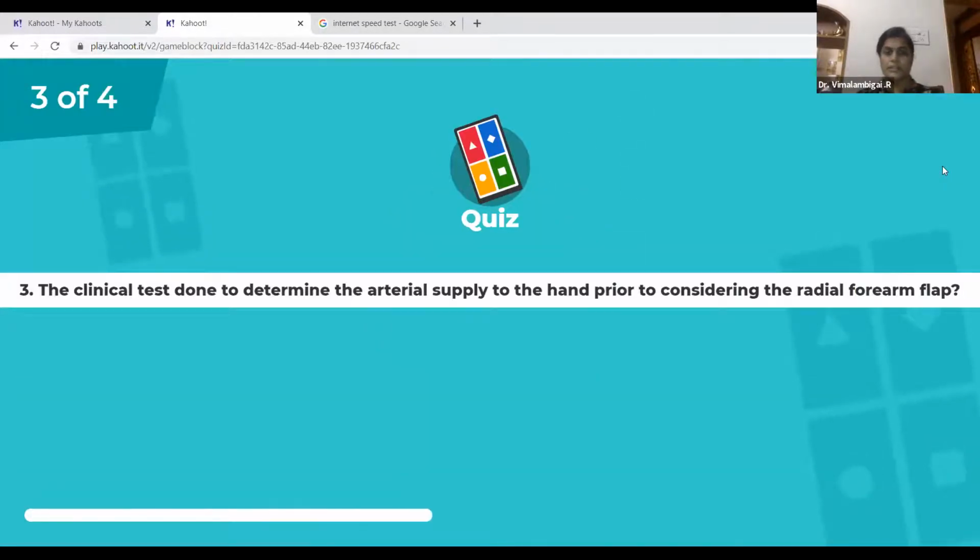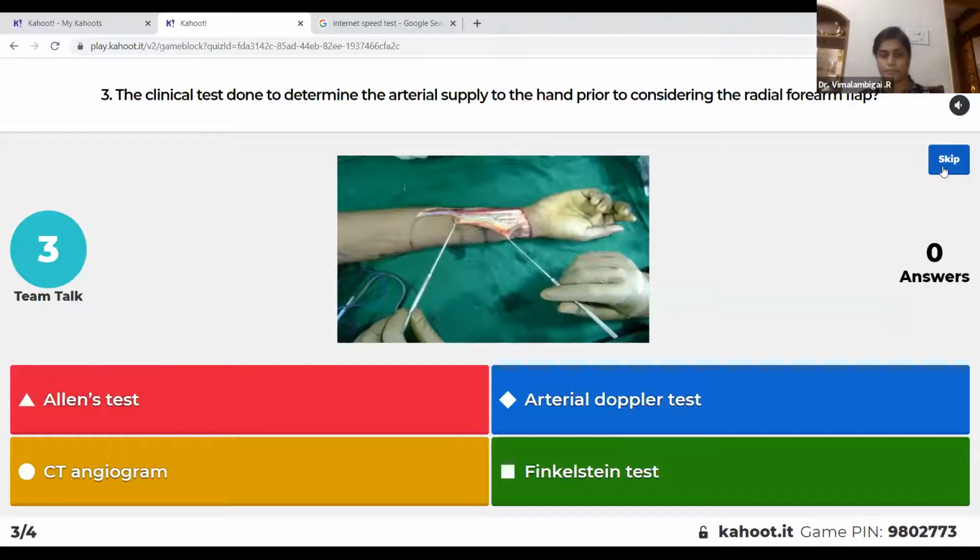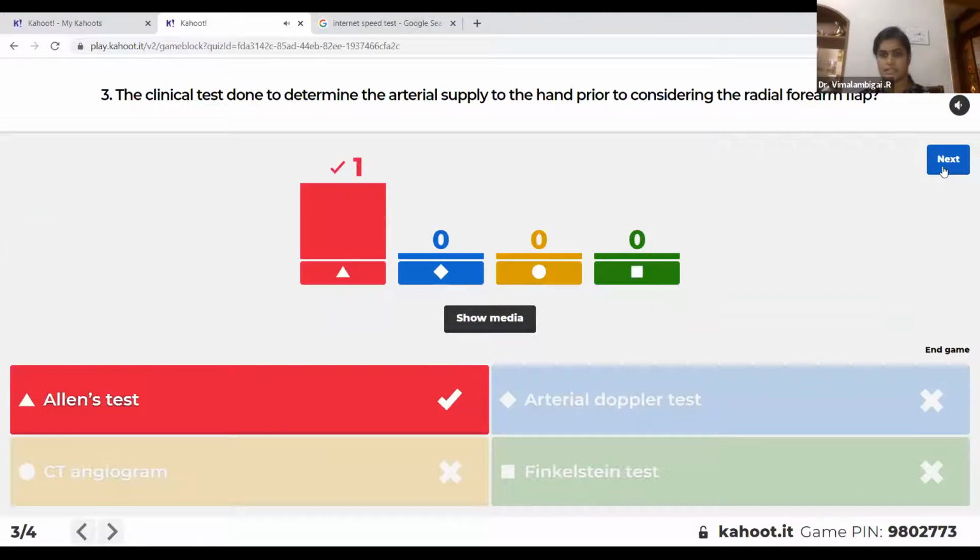What is the clinical test done to determine the arterial blood supply to the hand prior to considering the radial forearm flap? Is it the Allen's test, CT angiogram, arterial Doppler, or the Finkelstein's test? Allen's test, correct. Okay, next question, please.